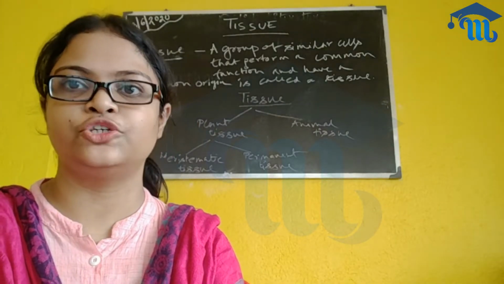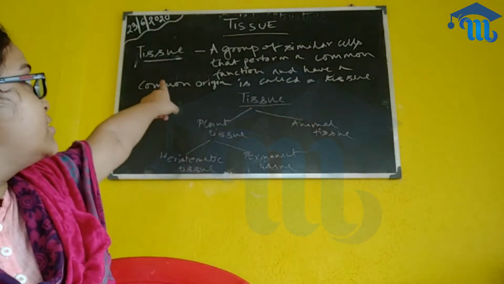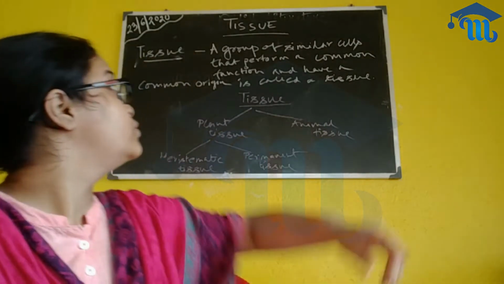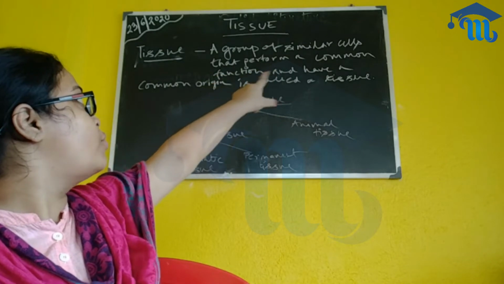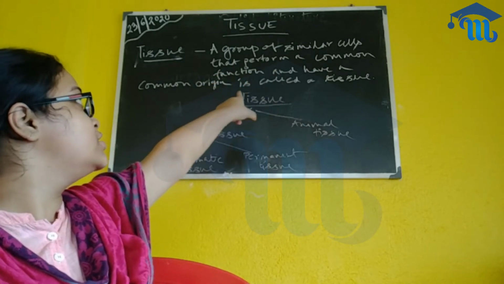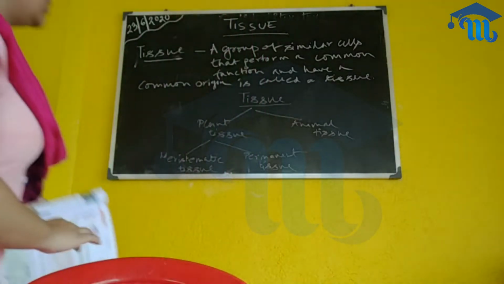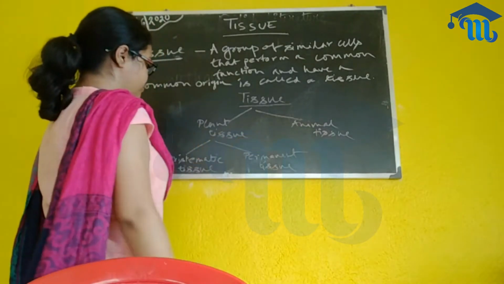We will learn about tissue. It is your first chapter. So first we have to understand what is tissue. A tissue is a group of similar cells that perform a common function and have a common origin.